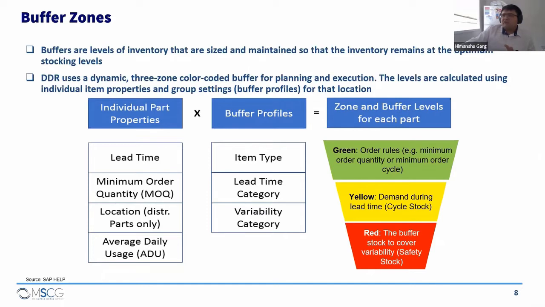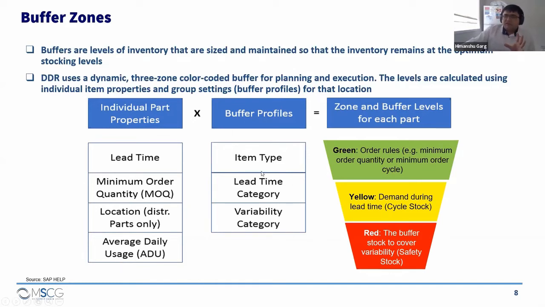The levels are calculated using individual item properties and the group settings, which is the buffer profile that we use for managing the buffers at the location level. Now, when it comes to individual item properties, item properties are nothing else but the lead time that is required to procure that item. What is my minimum order quantity? Which location am I procuring this item to, whether it is a DC or a plant? What is my average daily usage of that item at that location?